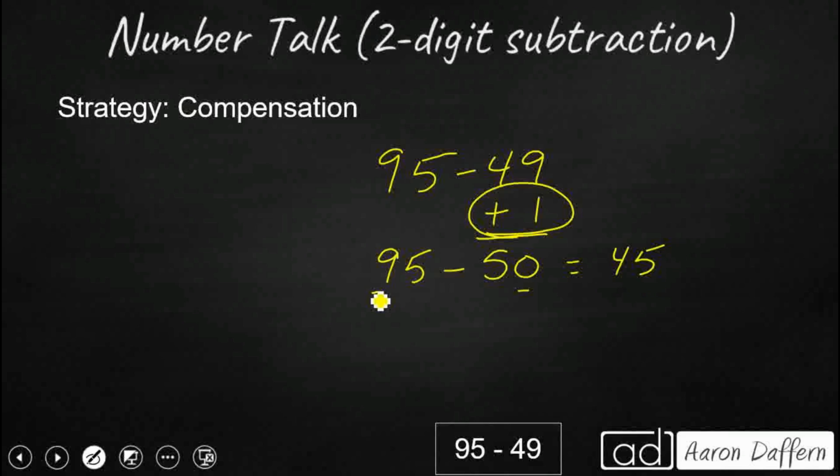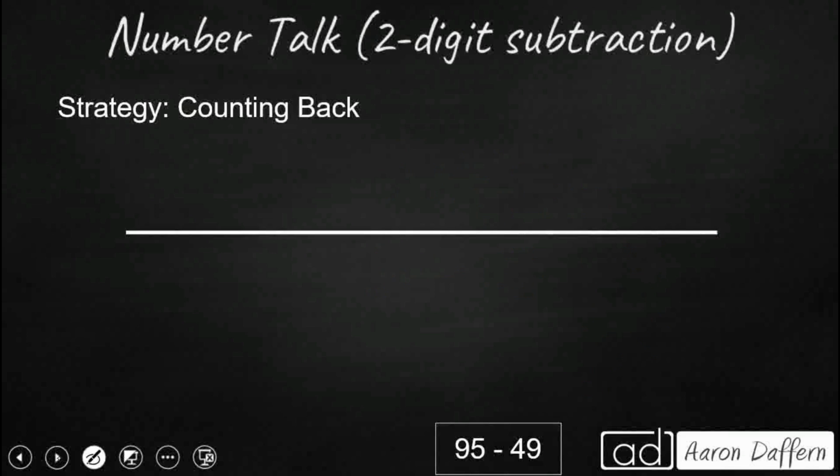So I'm close to my answer, but remember, I actually changed my subtrahend. I added 1, which means I subtracted 1 more than I really should have. So since I took an extra 1 away, I've got to give that extra 1 back. So now I go back to my answer of what I was looking for. There's my 46. So whatever you add initially, you add back and you get your answer.